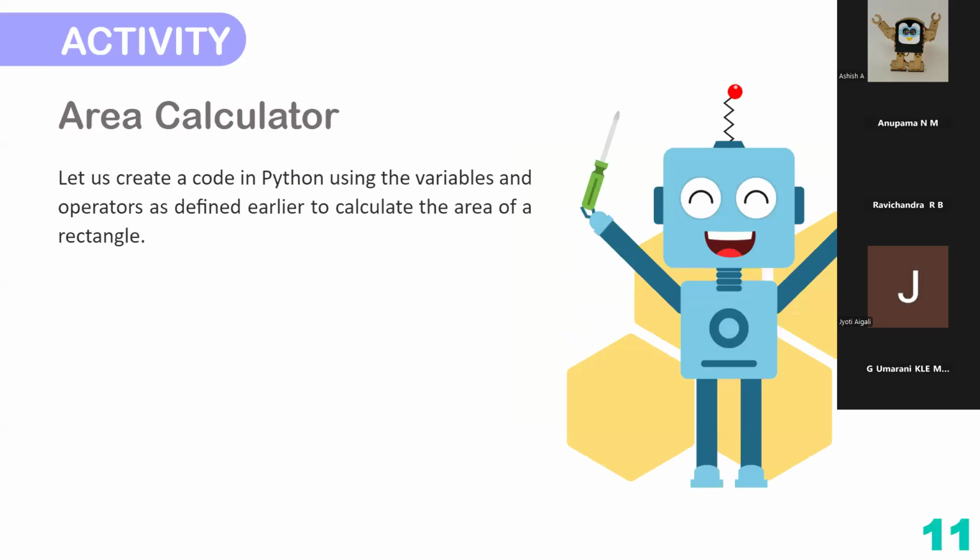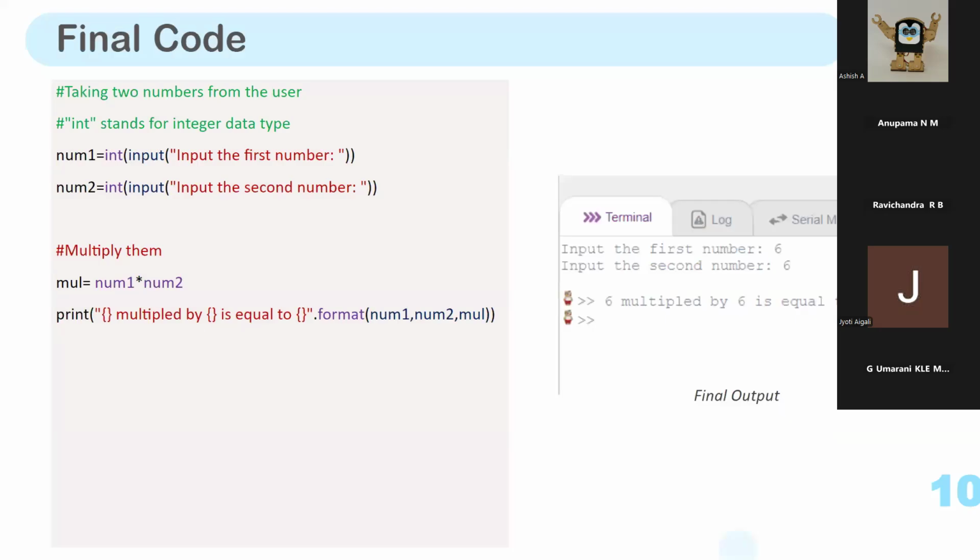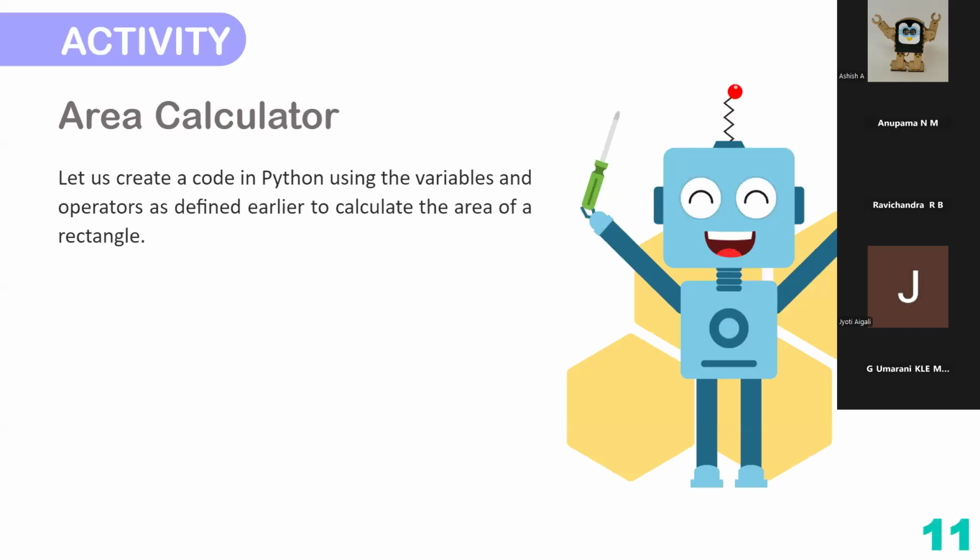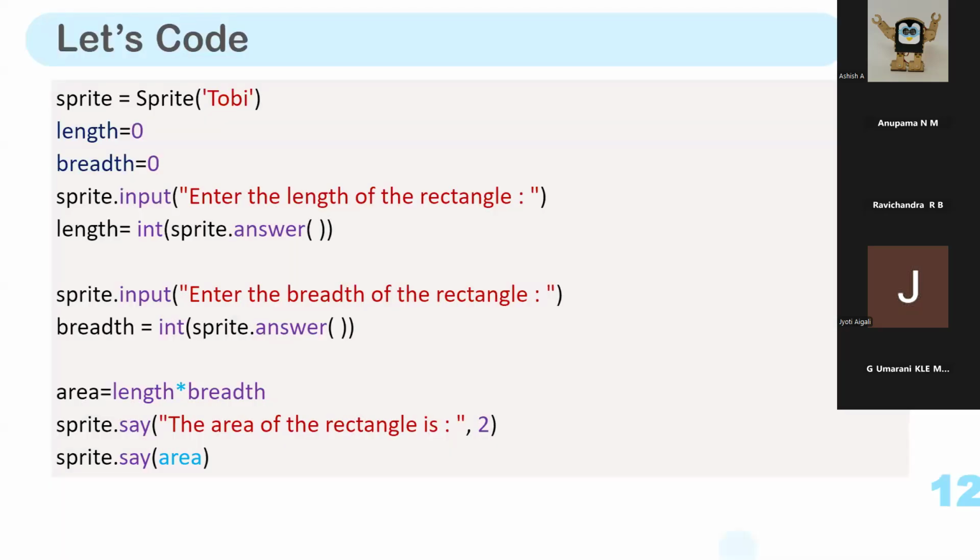So the next we have is the area calculator. I hope everyone has completed your program over here. Okay, I'm moving to the next program, area calculator. So far, we have done the basic operations like addition and multiplication. So in this activity, we are going to calculate the area. Let us create a code in Python using the variables and operators as defined earlier to calculate the area of a rectangle.